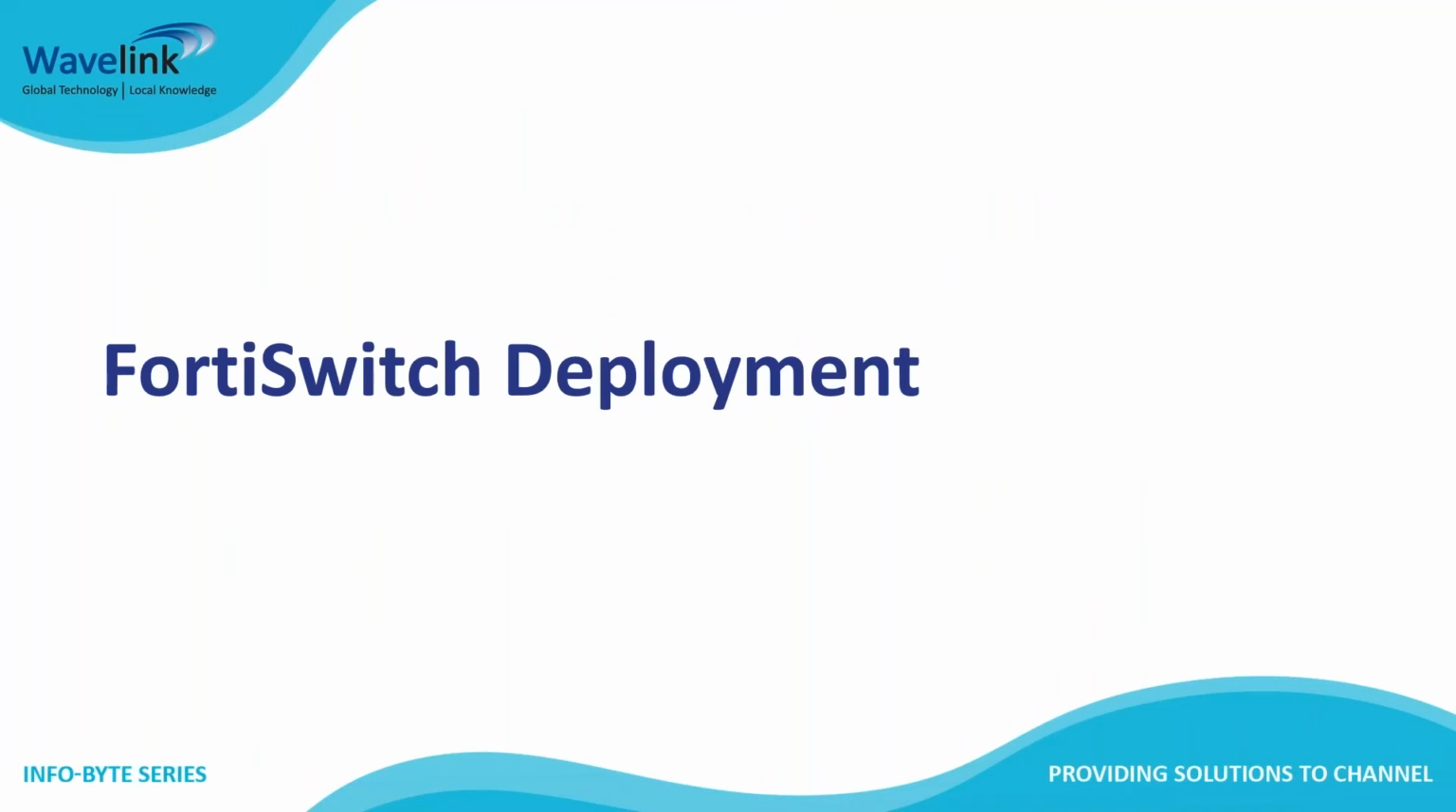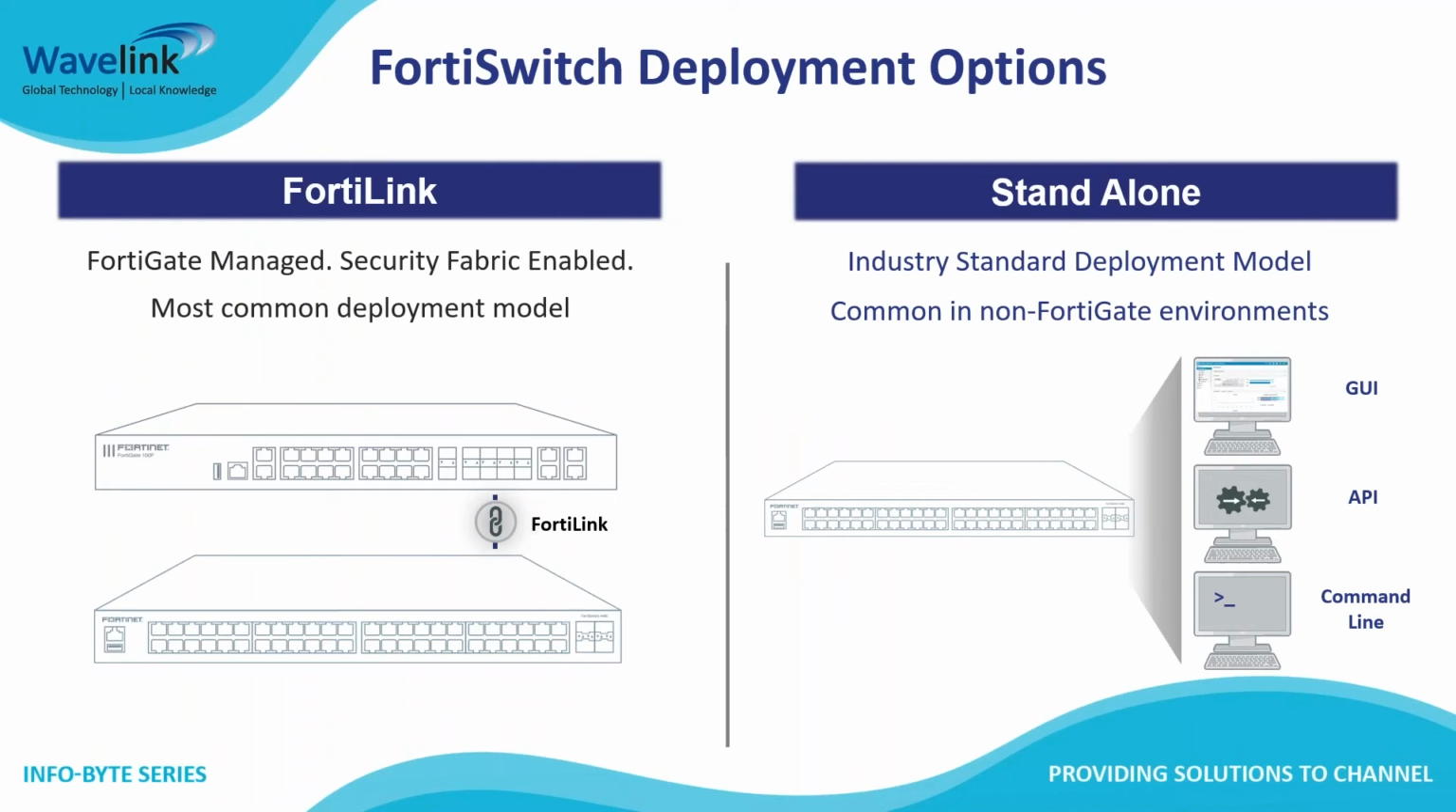FortiSwitch deployment. So we talked about how switches can help the network, and we talked about what's available to help the network. Now let's take a look at how these are deployed. Primarily, there are two methods: with a FortiGate or without a FortiGate. All the deployment methods and all the management platforms fall into one of these two categories. Now, in this discussion, we are not going to talk much about the standalone method, that is deploying this without a FortiGate.